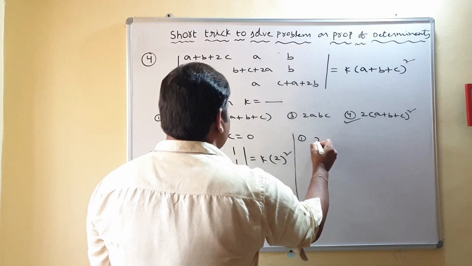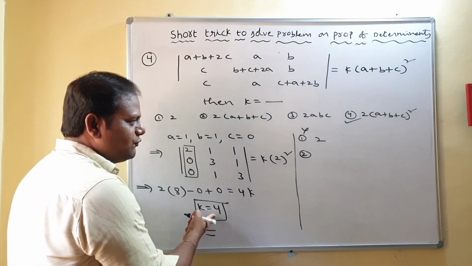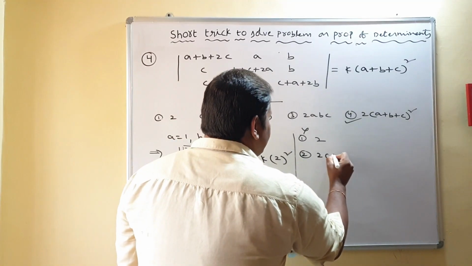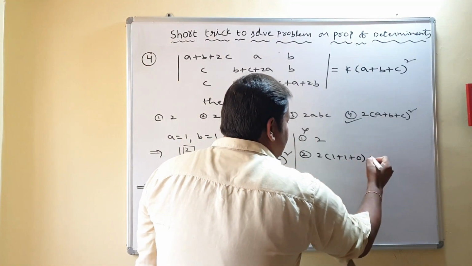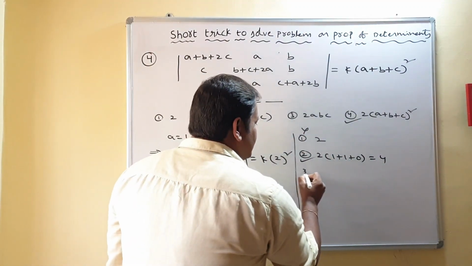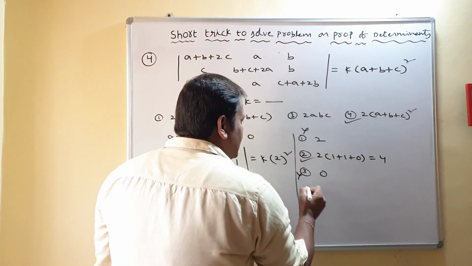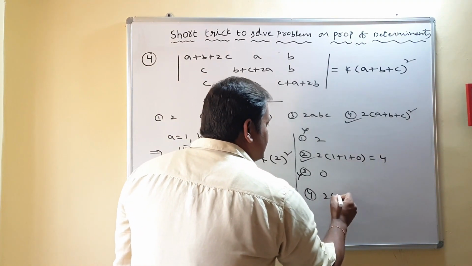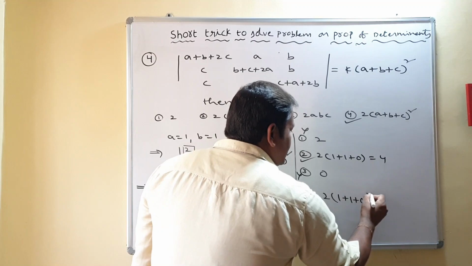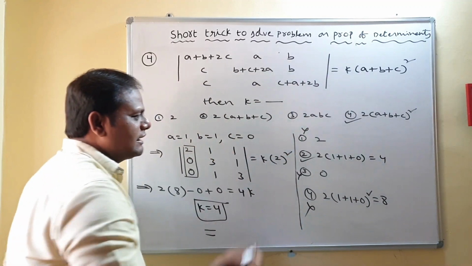Now we verify the options. The first option, that is 2, is wrong. What is our answer? Our answer is 4. So the second option, 2 into 1 plus 0, yes, it is 4. So this is our answer. Coming to the third option, 2 into ABC, that becomes 0, so wrong. Fourth option, that is 2 into 1 plus 0 whole square, so it is 8. So it is also wrong. What is the correct answer?